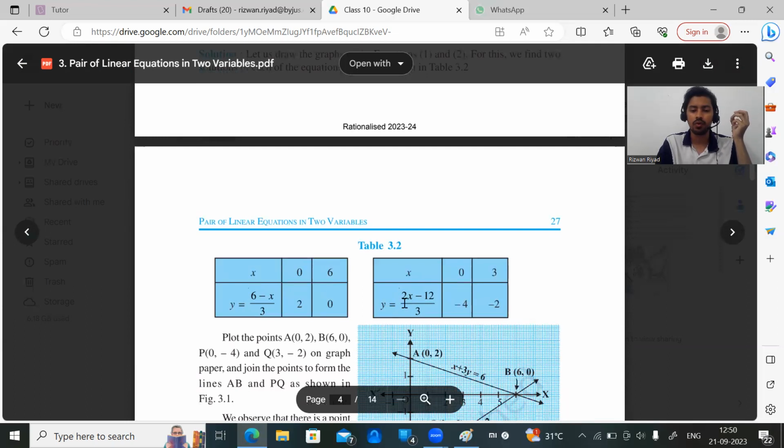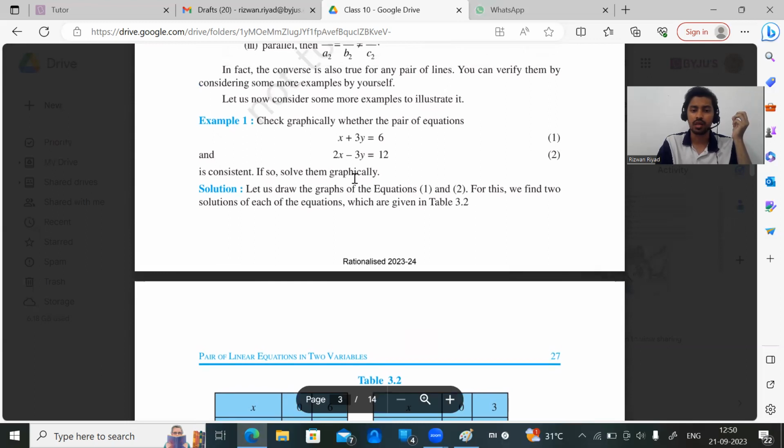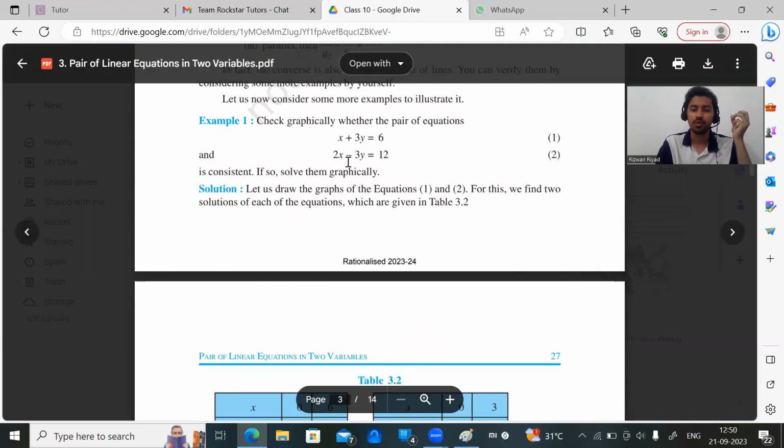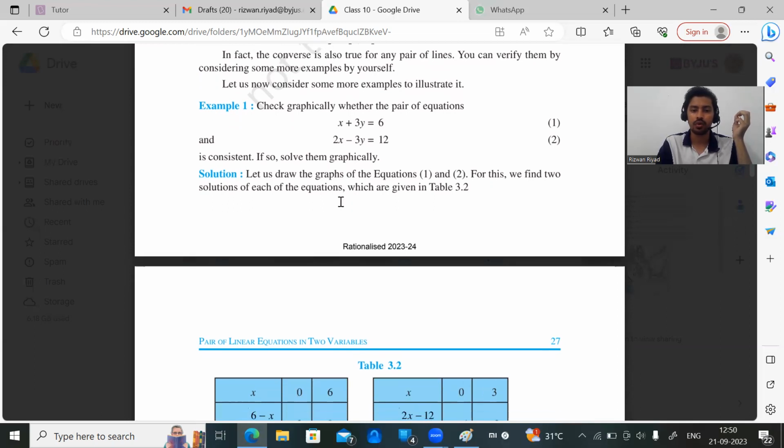Here you can see y equal to (2x minus 12) whole divided by 3. Why is it so? That is from the second equation. See the second equation: 2x minus 3y equal to 12.